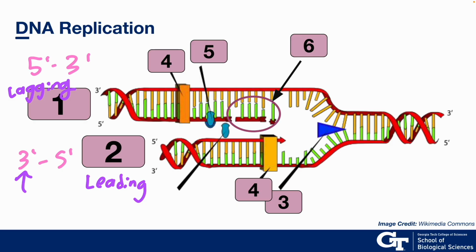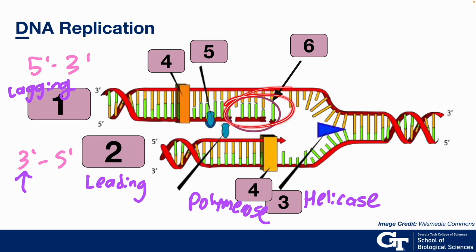So what else can we identify? What's doing the unzipping of DNA right here? That's the enzyme helicase. What is doing the continuous replication on our leading strand, making our complementary strand? That's right, that is the enzyme polymerase. And there's also a second polymerase, that's why I wrote 4 over here, but that's doing the replication on our lagging strand.